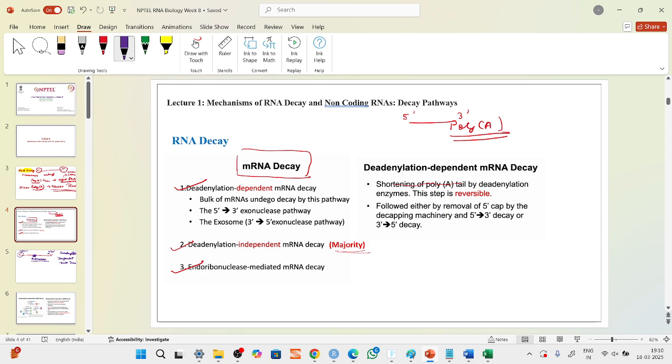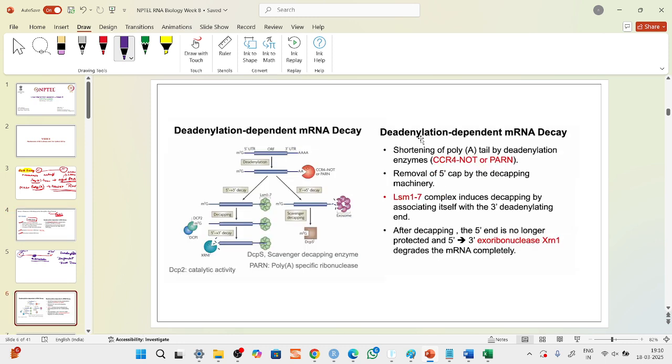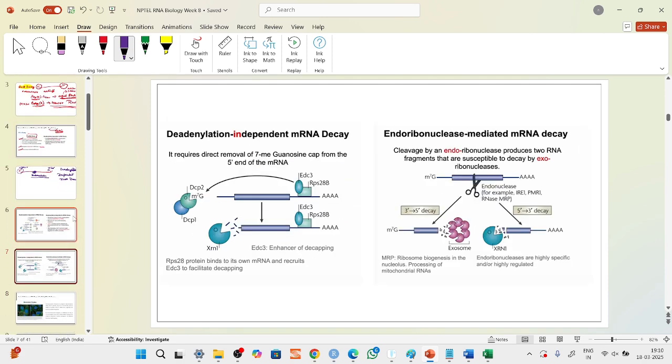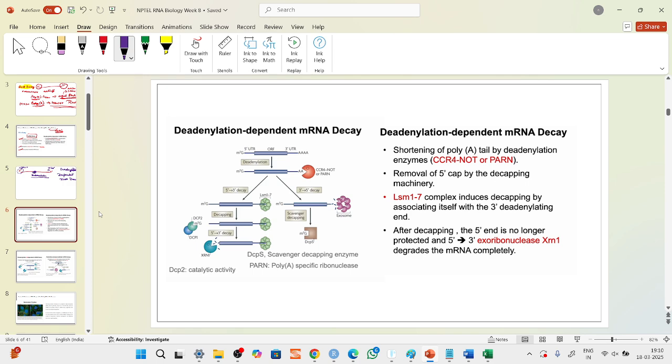We have deadenylation independent mRNA decay and endoribonuclease mediated decay also. So this is the mechanism. First we'll see the mechanism and then we'll move to deadenylation independent. Now, briefly, we talked about deadenylation dependent mRNA decay. What is the mechanism by which it happens? The first thing, which is the trigger point, is the shortening of the poly A tail. And shortening of the poly A tail happens with the help of deadenylation enzymes. This is important to remember.